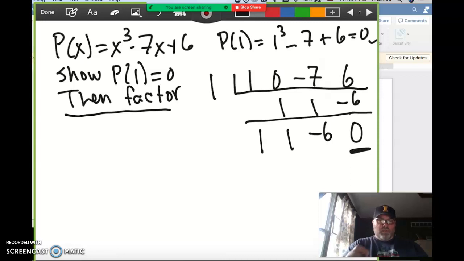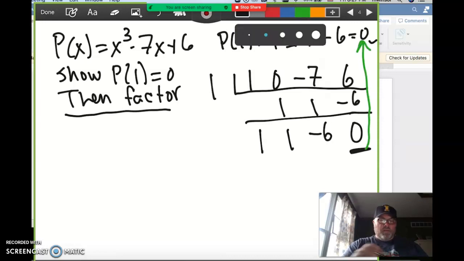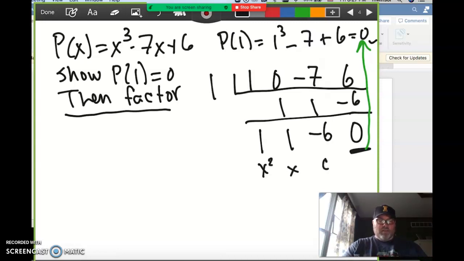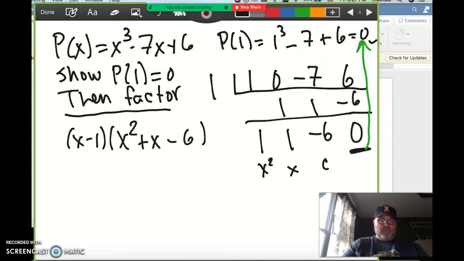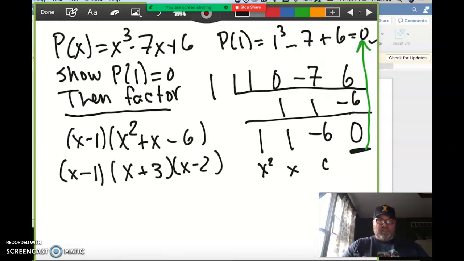That means that it's a root. That's exactly what we got up here. So then I can rewrite, so this is an x squared, this is an x, and this is a constant. So I can rewrite this as x minus 1 times x squared plus x minus 6. Well, what multiplies to be negative 6 and adds to be 1? I can do that pretty easily, even for this old brain of mine. That's going to be x plus 3 times x minus 2. So the synthetic division sure came in handy.